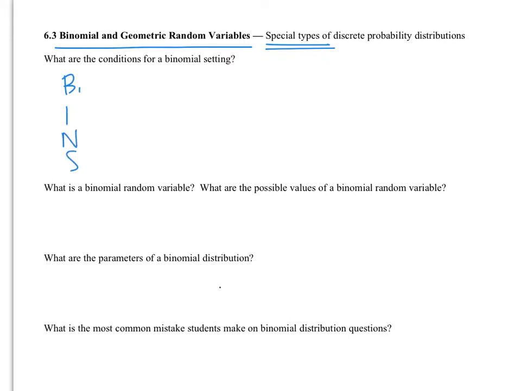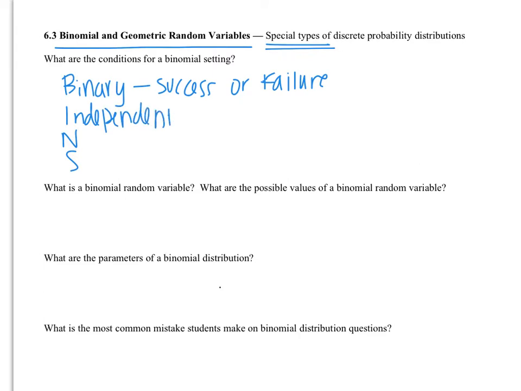So the B stands for binary. What I mean by that is in a binomial setting, there's either success or failure. So there's no other options. I stands for independent. What I mean by this is that the trials need to be independent. So one trial is independent of the next. Whatever happened in this trial doesn't affect the next one.